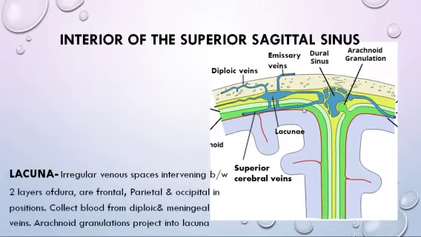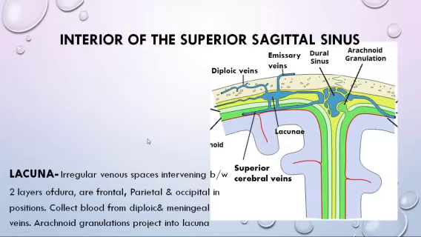Yes, ma'am. Now we'll go on to the interior of the superior sagittal sinus. See this coronal section of the superior sagittal sinus. In cross section, it appears triangular. The interior consists of arachnoid granulations, which you can see, and venous lacunae. It also receives the superior cerebral veins, which enter into the superior sagittal sinus, and it also has some fibrous tissue.